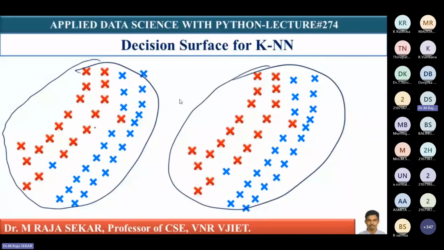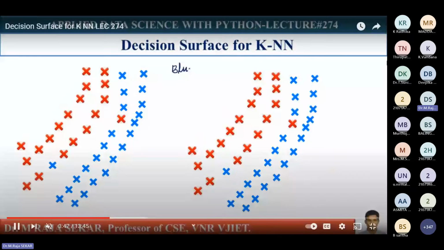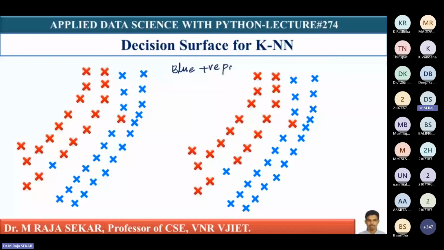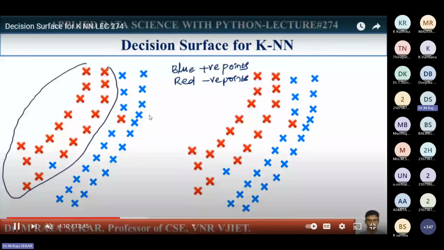Yes. Now we will try to understand decision surface. What is this decision surface? That name itself says decision surface. This is a surface. If it is two-dimensional, people used to say line, isn't it? If it is three-dimensional, in general they used to call it a surface, isn't it? Anyway, we know this representation. Blue means positive, red means negative points.